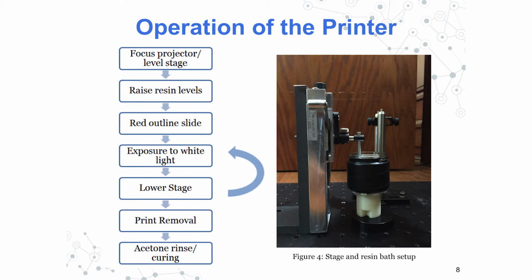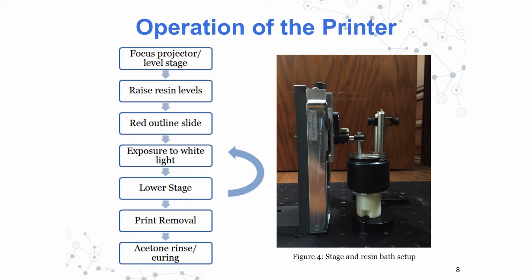So following this exposure to white light, the stage is lowered by a quarter turn of the knob on the stage assembly, and this induces a 160 micron drop. This is repeated over and over again until finally the print is completely finished and all layers are done.